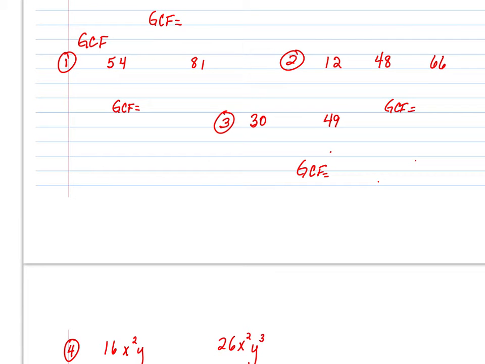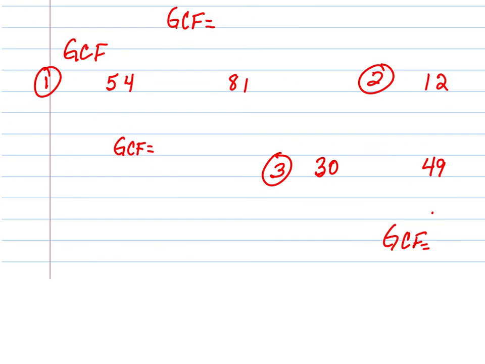Okay, so what we're going to do is number 1, find the greatest common factor between 54 and 81. Go ahead and do your factor trees, prime factorization. So here's our prime factorization for each one of them. Well, what do they share? Well, they share a 3. Mark it off, write it down. Put a times in there.